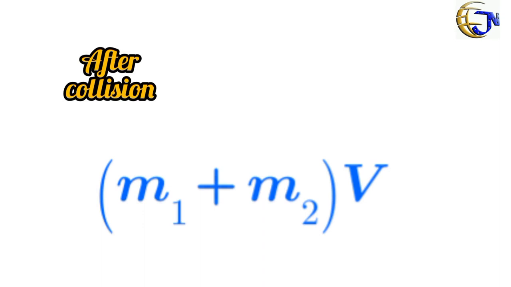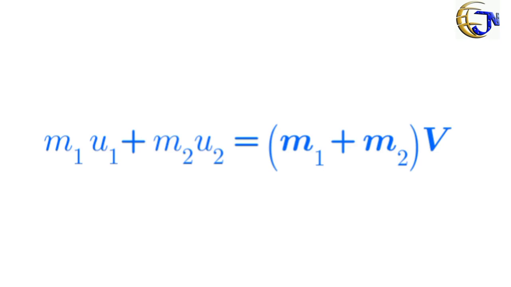And then after collision, if they are going to move with a common velocity, capital V this time around, the momentum after collision is going to be m1 plus m2, adding the two masses together, times the common velocity V, because they are going to move with a common velocity. So applying the principle of conservation of linear momentum, we are going to have the equation shown below.